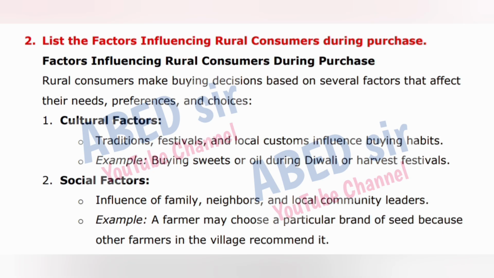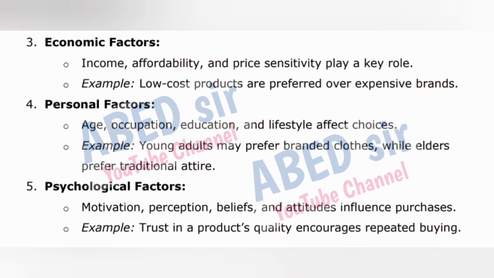2. Social factors. Influence of family, neighbors, and local community leaders. Example: a farmer may choose a particular brand of seed because other farmers in the village recommend it. 3. Economic factors. Income, affordability, and price sensitivity play a key role. Example: low-cost products are preferred over expensive brands. 4. Personal factors. Age, occupation, education, and lifestyle affect choices. Example: young adults may prefer branded clothes, while elders prefer traditional attire.